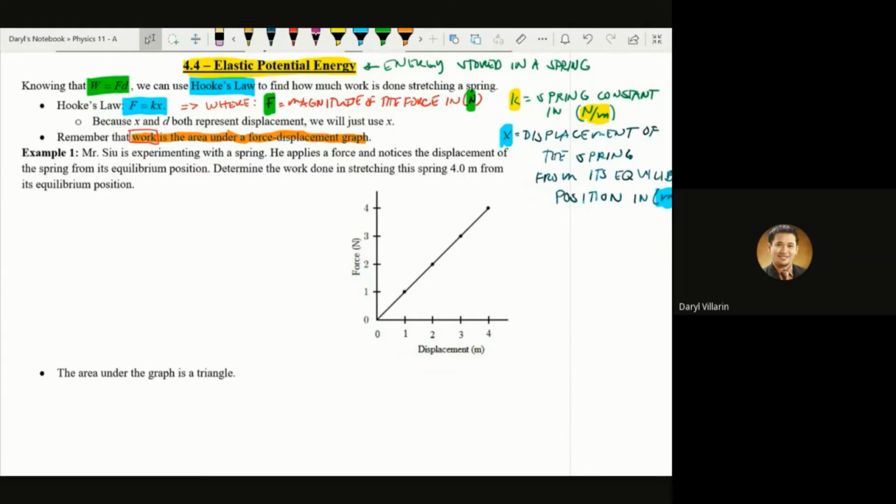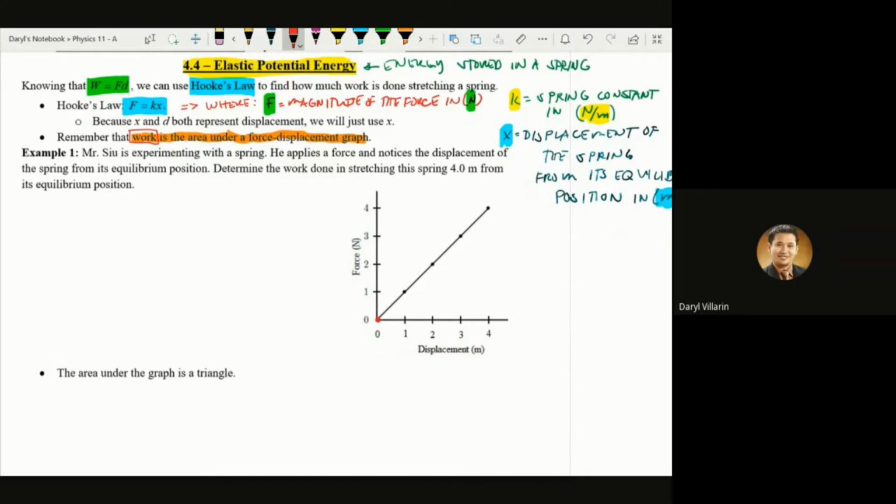So determine the work done in stretching the spring 4.0 meters from its equilibrium position. So this is one way of actually knowing the force constant, K. At different displacements, you apply a certain amount of force. These are the different points. If you're not applying anything, this is your equilibrium position.